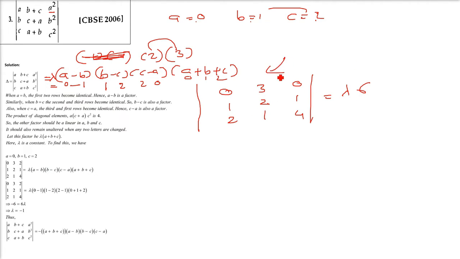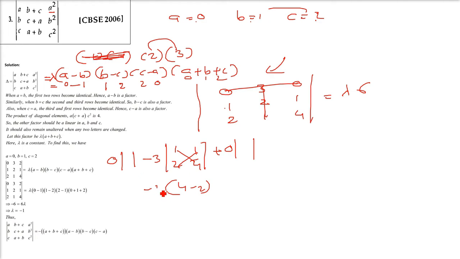So this is lambda 6. Now how to find out the determinant? It's the way we have been doing. I'm opening it using the first row. 0 something minus 3 something plus 0 something. So if you take 3, the minus will be 1, 2, 1, 4. This will be 4 minus 2 into minus 3. 4 minus 2 is 2, minus 3 into 2 is minus 6. So minus 6 is equal to 6 into lambda, and lambda will be minus 1.